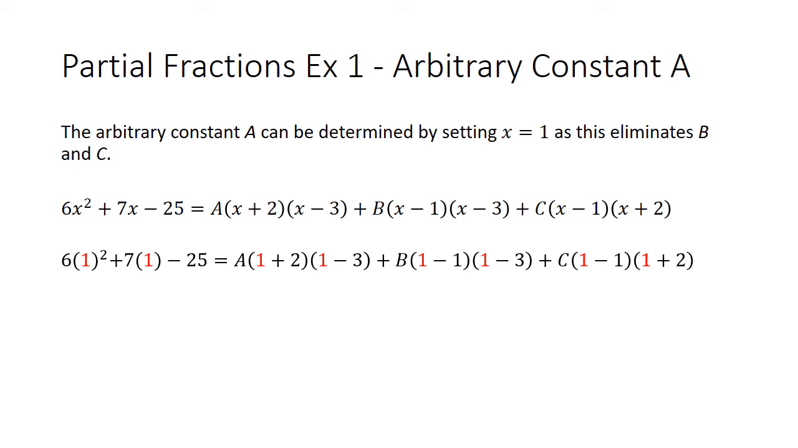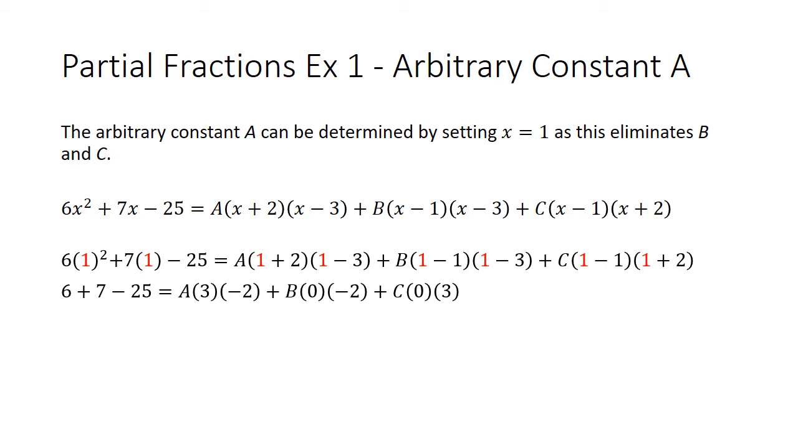If we work these out, it's 6 times 1 squared gives you 6, plus 7 times 1 is 7, minus 25. That is equal to A times 1 plus 2 gives 3, 1 minus 3 gives minus 2. If we look at the next one, B, 1 minus 1 is 0, 1 minus 3 is minus 2. C is multiplied by 1 minus 1, which is 0, and 1 plus 2 is 3. So you can see all those values are shown on the next line.